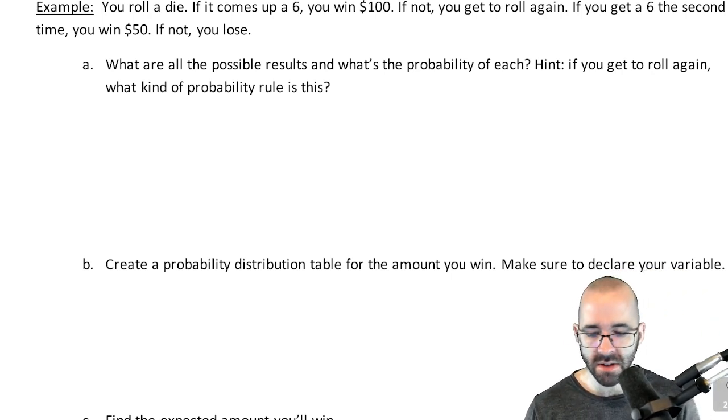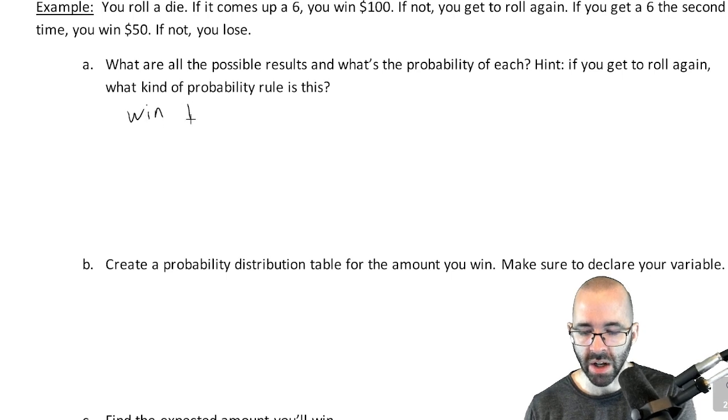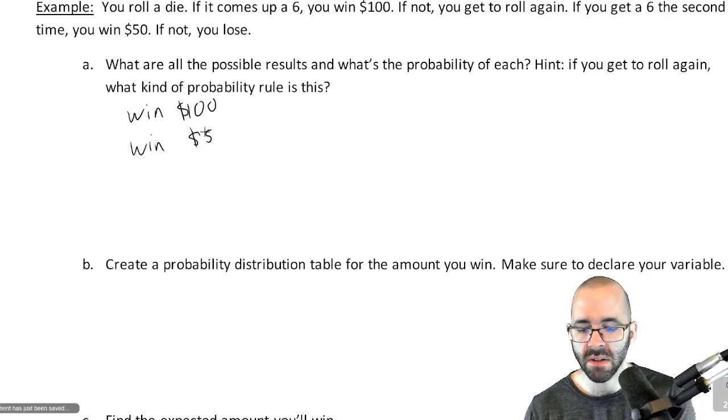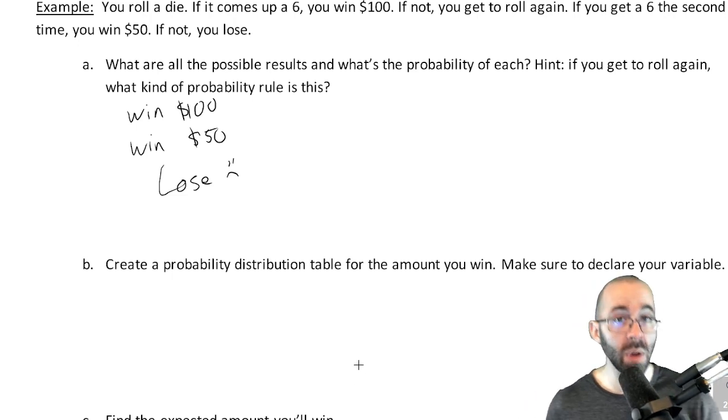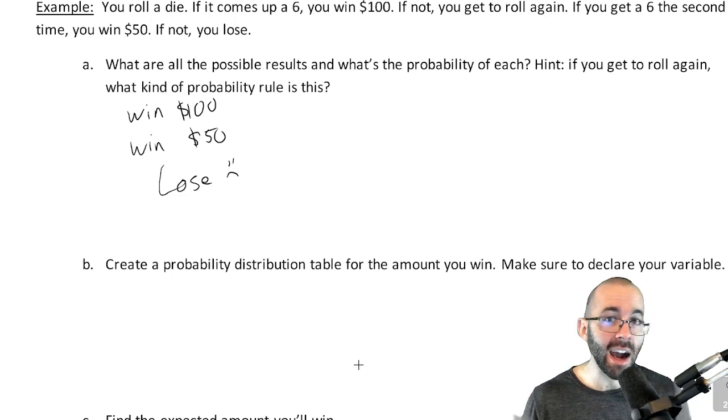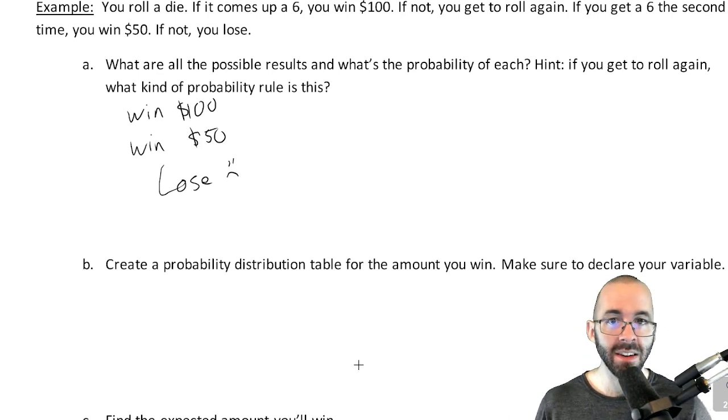Well, what are the results? You could win $100. You could win $50. Or you could lose. What's the probability of each thing? We have to go back to Unit 3. Ask ourselves stuff about probability.